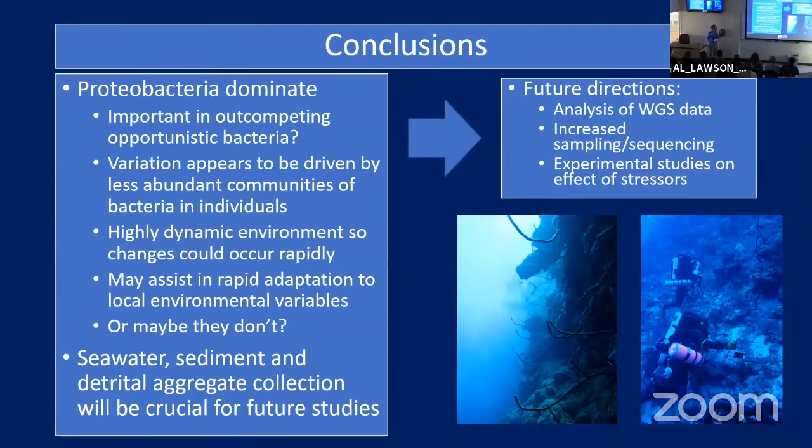In conclusion, proteobacteria dominate. Are they important in outcompeting opportunistic bacteria? I think I need to zoom in on the bacteria that were consistently shared throughout species. There's very few ASVs. The variation appears to be driven by less abundant communities of bacteria in individuals due to this highly dynamic environment. This may assist in rapid adaptation to local environmental variables, or maybe they don't, we don't know. And I would like to also go and collect more data.